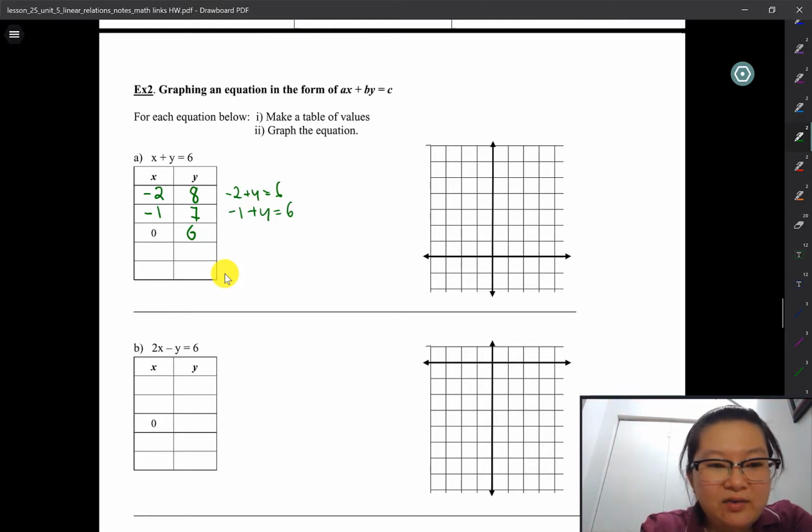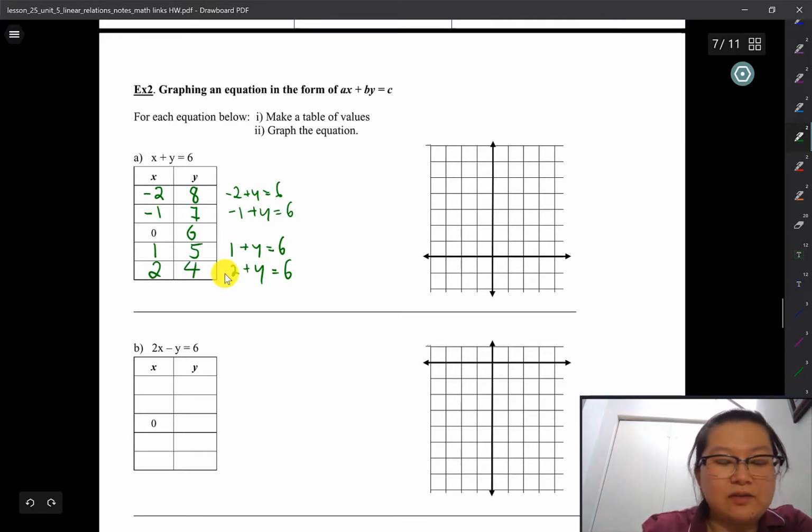Now, going from 0, the other side of 0 is going to be +1. If I put +1 in the equation, I get 1 plus y is equal to 6. So moving 1 over, I get y is equal to 6 minus 1, which is 5. Ooh, the pattern is pretty consistent. So now we have 2. If x is equal to 2, I get 2 plus y is equal to 6. Moving 2 over, I get 6 minus 2, which is 4 for y. Okay, so there we go.